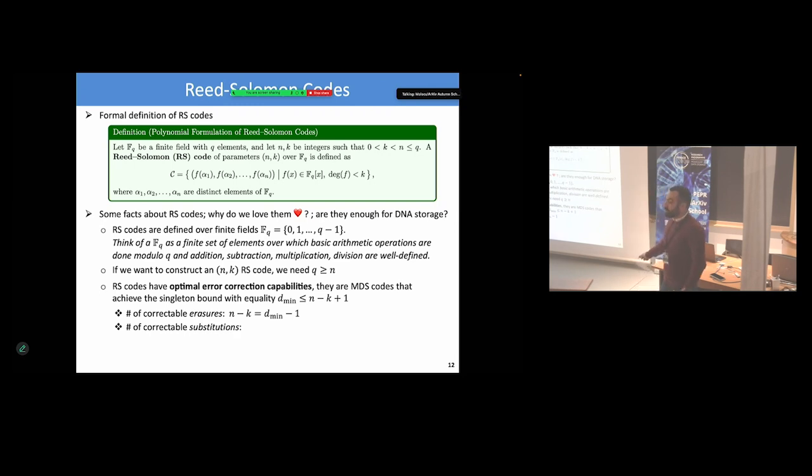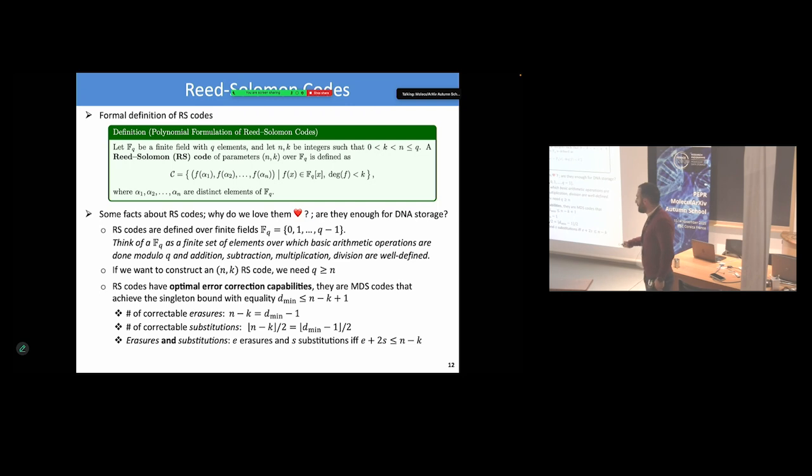The number of substitutions I can correct, I won't explain why, but it's (n minus k) over 2. This means that substitutions are more costly in terms of correction, and that also is in line with the fact that substitutions are more challenging than erasures.